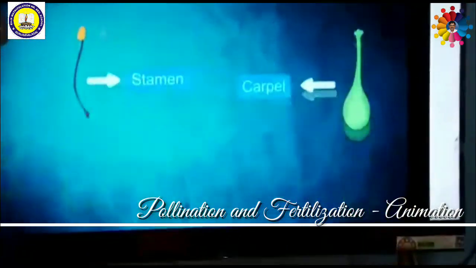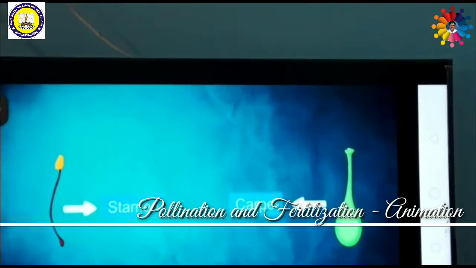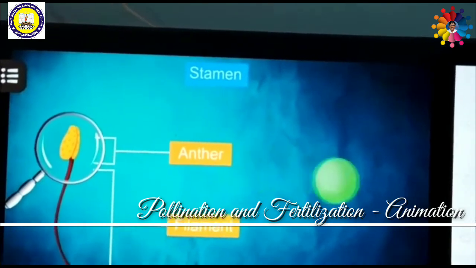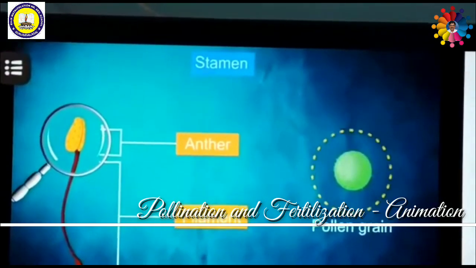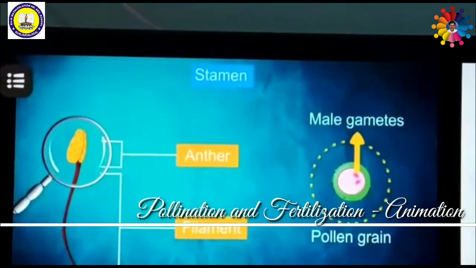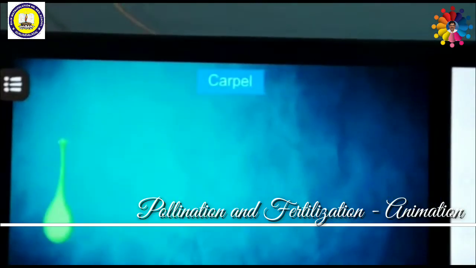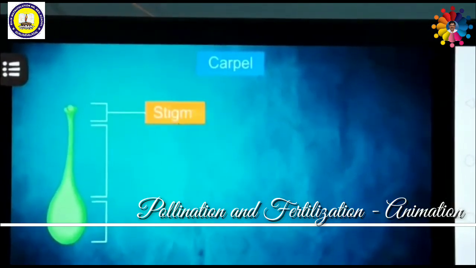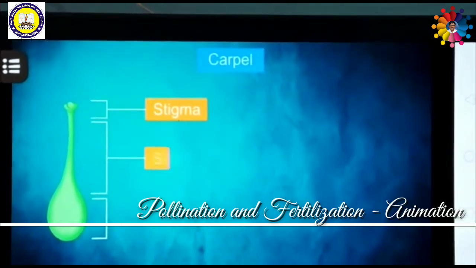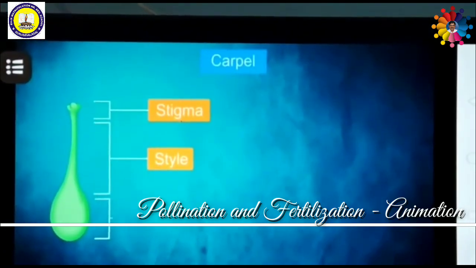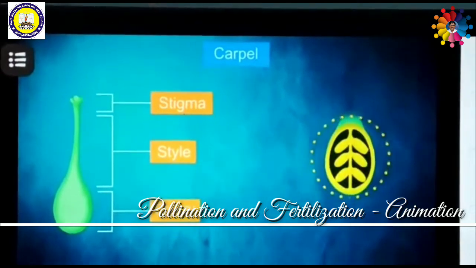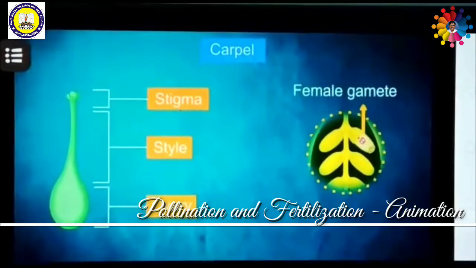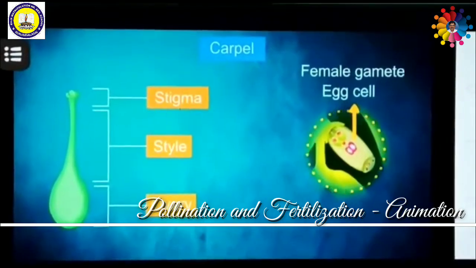Now let us know about the different parts that make up a stamen and a carpel. A stamen is made of two main parts, anther and filament. The anther produces pollen grains. It is the pollen grain that contains the male gametes. A carpel, on the other hand, is made up of three parts. The terminal part is called the stigma. The middle elongated part is the style, and the swollen bottom part is the ovary. Inside the ovary, ovules are present. It is the ovule that has the female gamete called the egg cell.